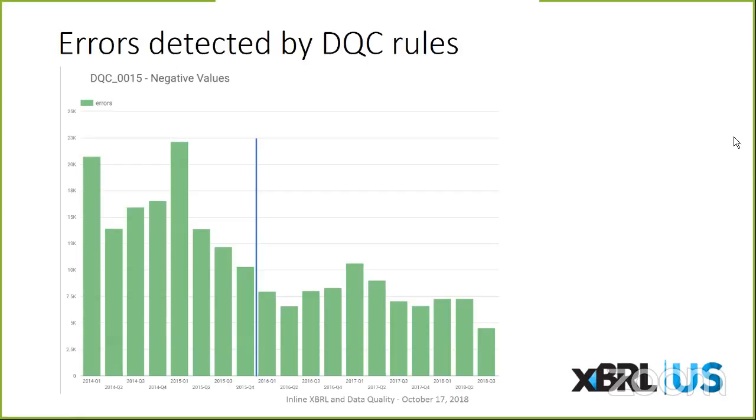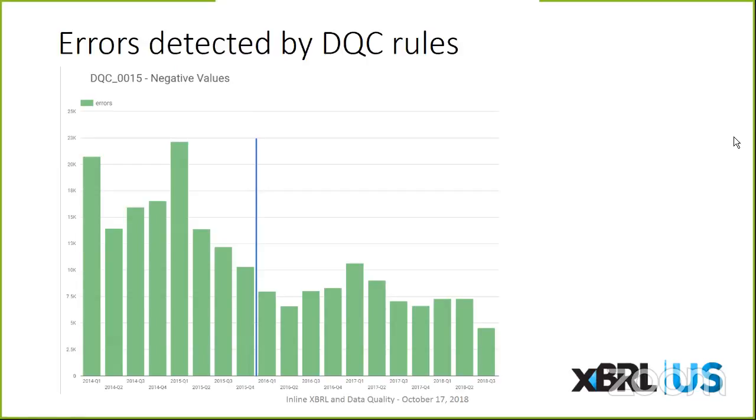Interestingly, that blue line on the graph represents the date at which the DQC rule for this negative value error became effective. So to the right of the line, filers began using the DQC rule and appropriately fixed the errors that had been occurring to the left of the line. So that's very good, and we can see the DQC rules are effective and working.